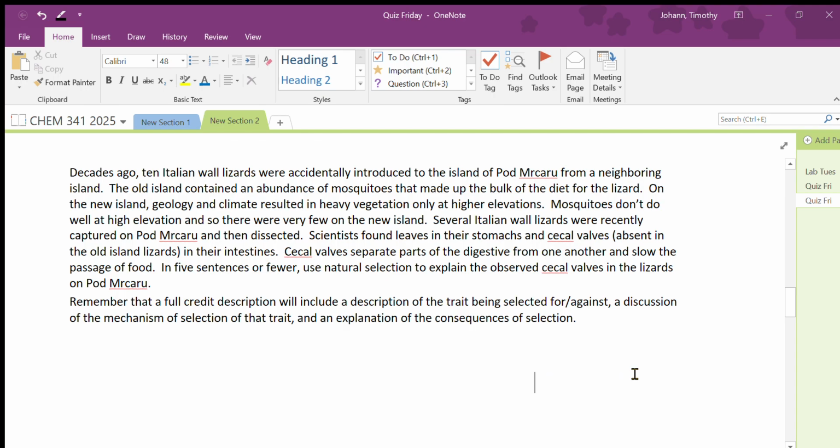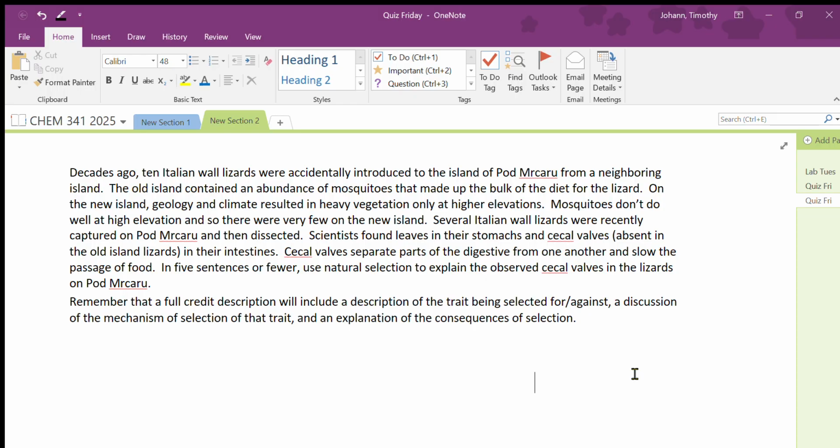So decades ago, I'll read it to you. And by the way, you could be writing frantically right now. These notes are posted, so spend time writing this down. Decades ago, 10 Italian wall lizards were accidentally introduced to the island of Pod Mr. Caru from a neighboring island. The old island contained an abundance of mosquitoes that made up the bulk of the diet for the lizard. On the new island, geology and climate resulted in heavy vegetation only at higher elevations. Mosquitoes do not do well at high elevation, and so there were very few on the island.